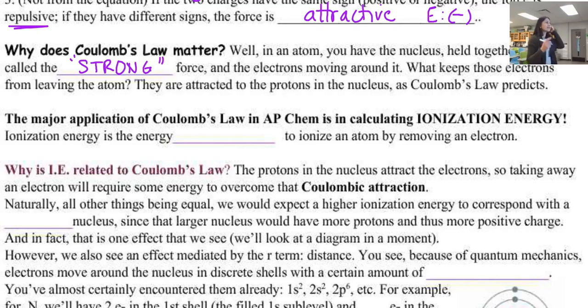ionization energy. Just like I had said, when we look at that equation, E equals k Q1 Q2 over r, that E is also for ionization energy. What is the ionization energy? It's simply the energy that is required to remove an electron, to pull an electron off. So ionization energy is the energy that is required.